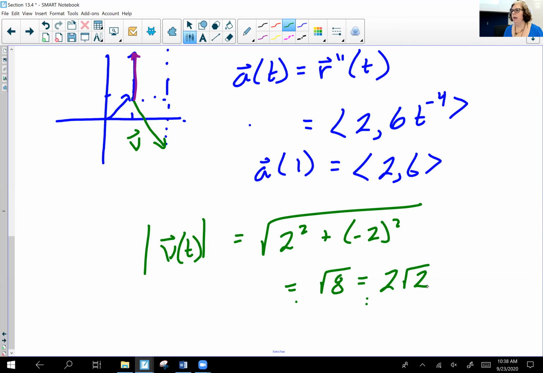I always write it this way. I'm not sure what WebAssign wants you to do, I haven't done enough WebAssign problems to see, but that's how I always do it. If you leave it as a square root of 8 on an exam, you're not going to lose a ton of points. You should simplify it though.